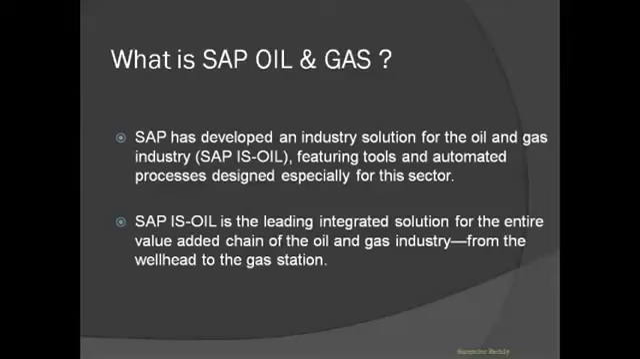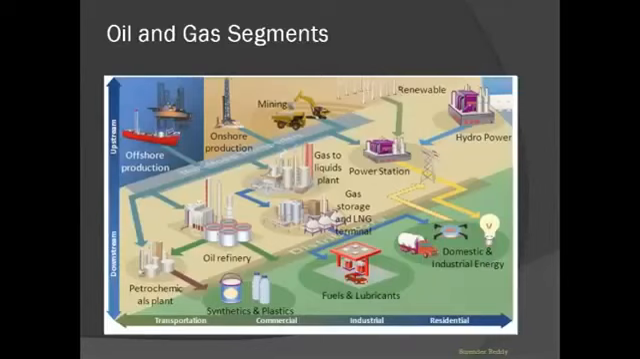So I will discuss the oil and gas segments, basic segments, in my next slide. These are the oil and gas segments based on the business scenarios. Various business operations are there in the oil and gas industry. Those are divided into three streams. We can call those upstream, midstream and downstream. Generally in the industry, midstream and downstream together we call downstream only. Companies involved in midstream and downstream activities, we call those companies downstream companies.